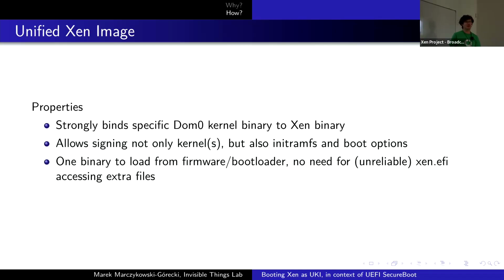Xen does have an option to verify DOM0 kernel signature. It does have support for that for Secure Boot, but you still need to worry about initramfs if you want to protect it. Also, at the same time, you get rid of the issue of loading extra files via firmware, so you can use whatever bootloader you want to load one binary, and then it doesn't need to talk to the firmware for extra files anymore.